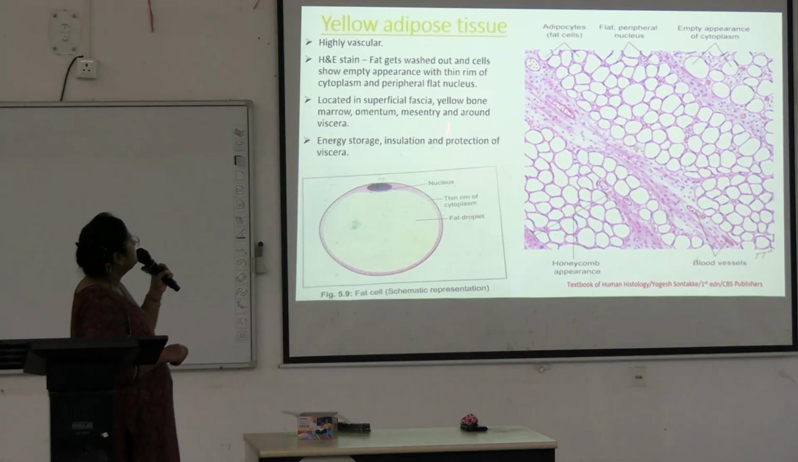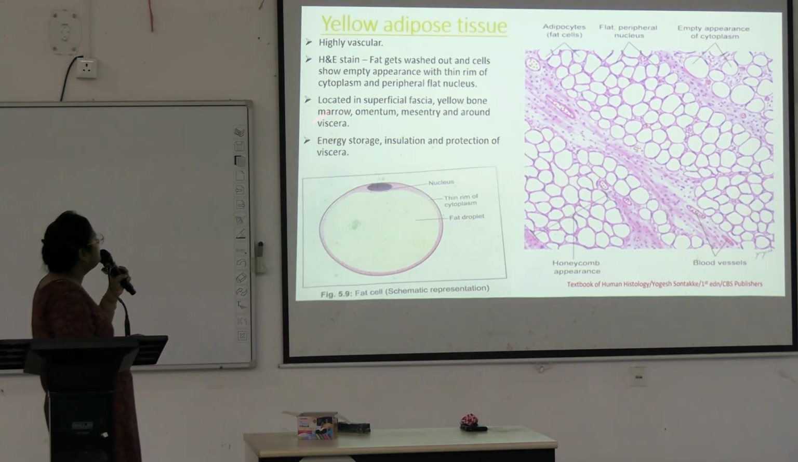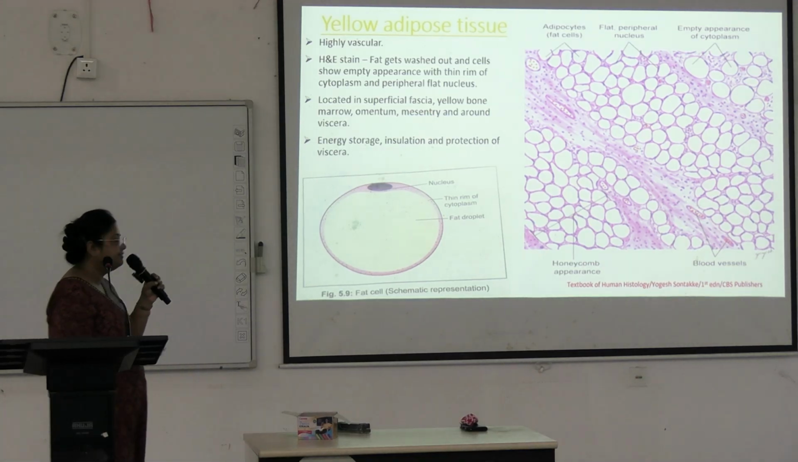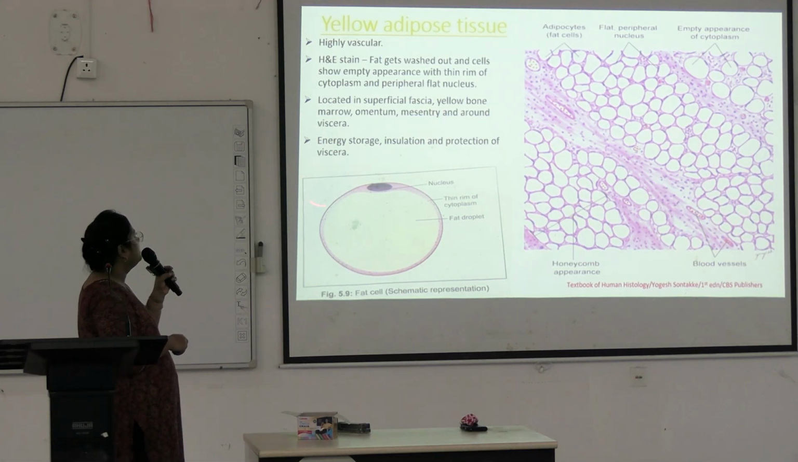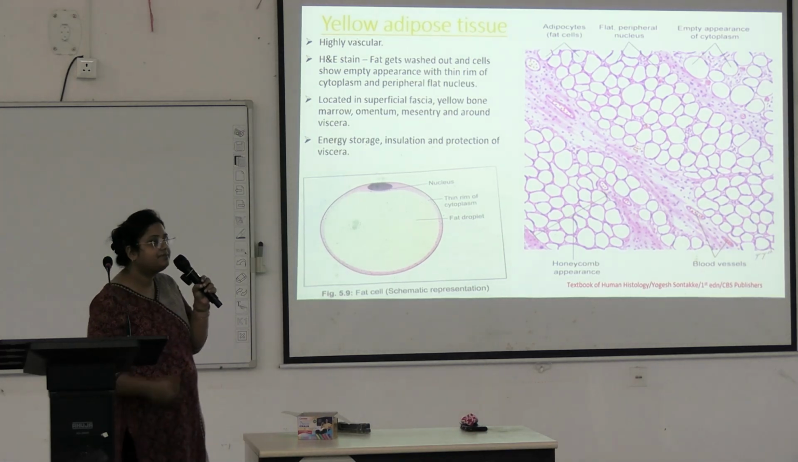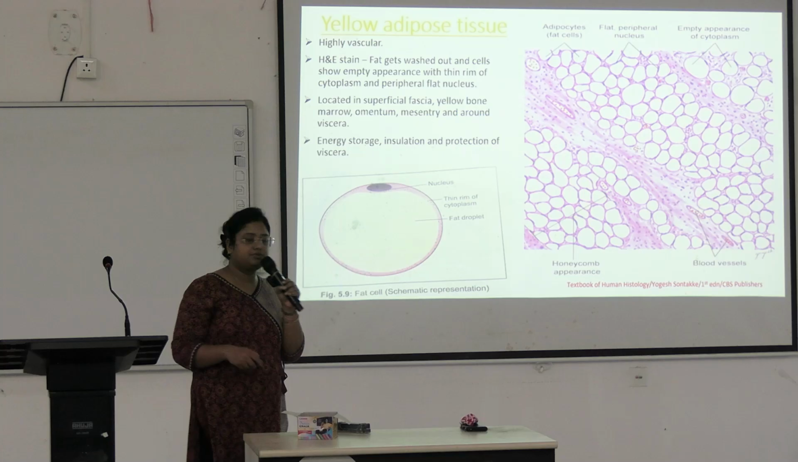Located in the superficial fascia, yellow bone marrow, omentum, mesentery and around the viscera. They help in energy storage, insulation and protection of the viscera. So these are the functions of yellow adipose tissue. Next.